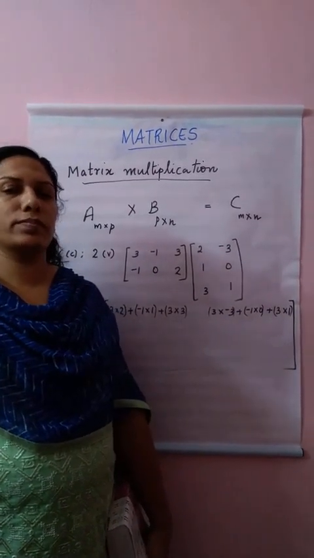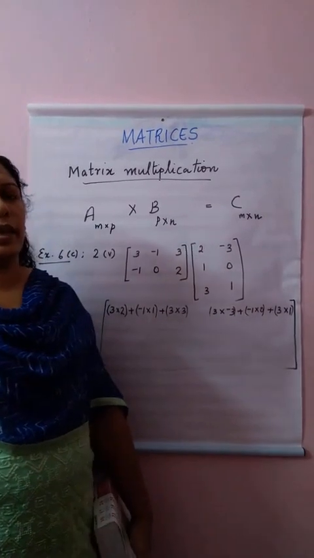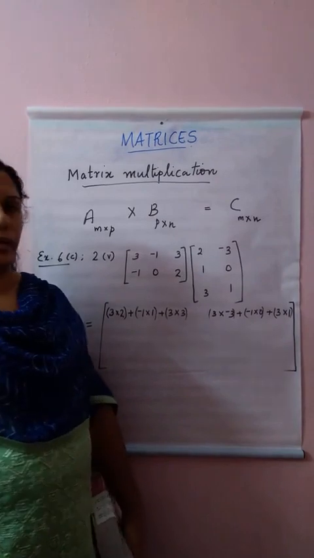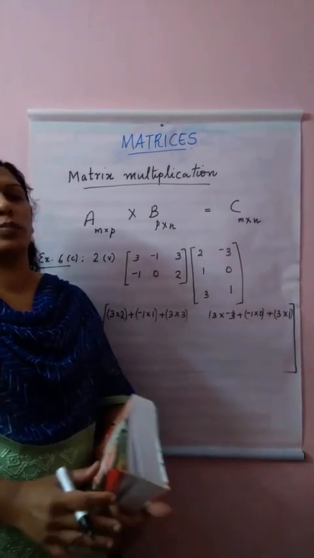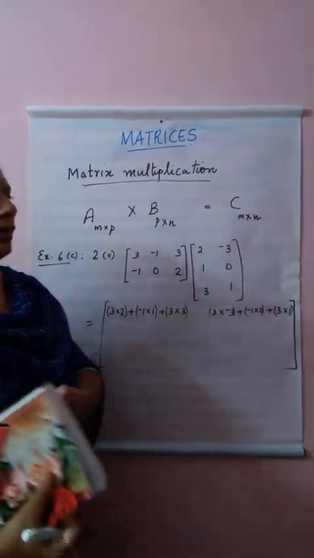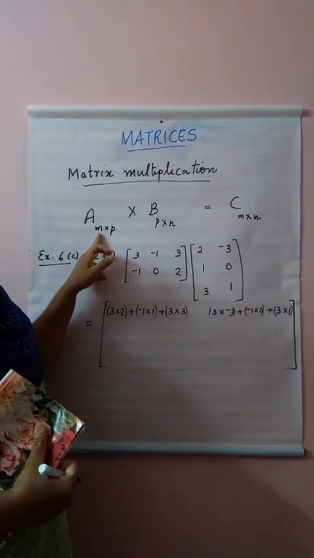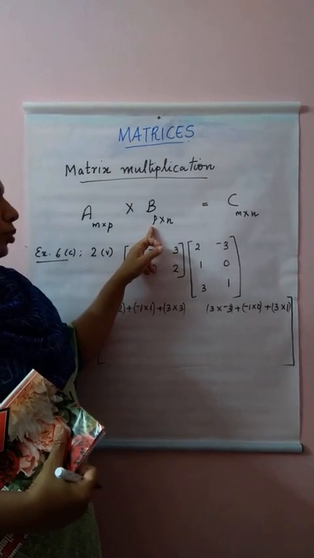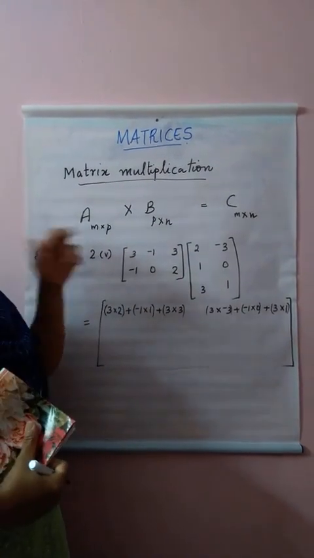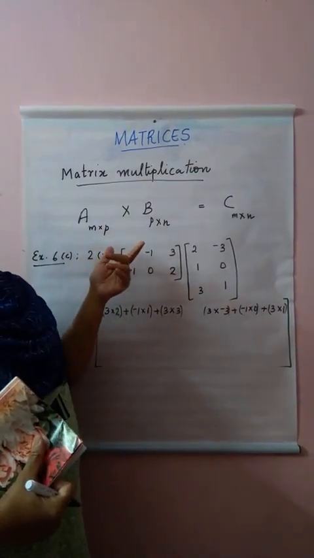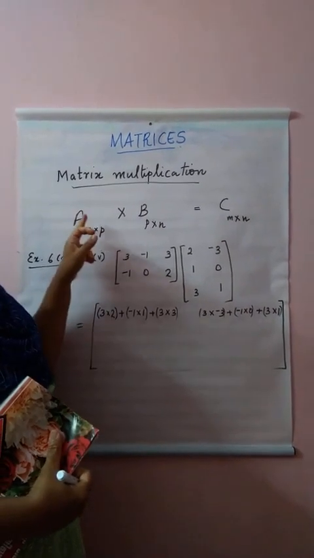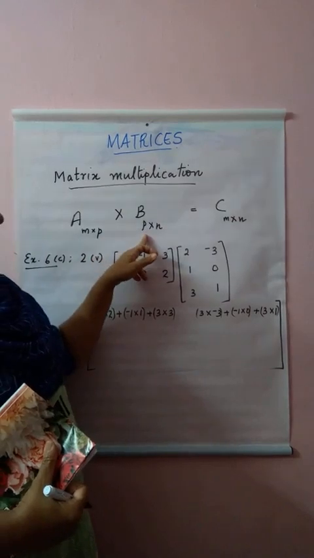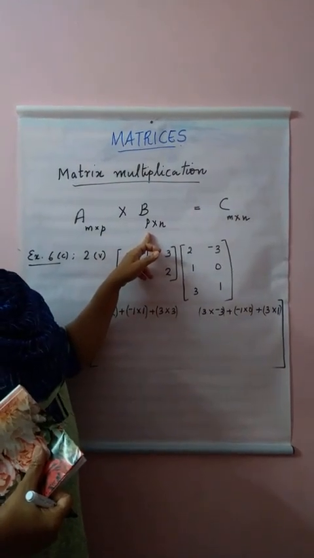That is, if the first matrix is of order, say, m by p, and the second is of order p by m, then it is conformable for multiplication. To make it clear, the number of rows is m, the number of columns is p. For the second matrix, the number of rows is p and the number of columns is m. That is, two matrices are conformable for multiplication if the number of columns of the first matrix is the same as the number of rows of the second matrix.